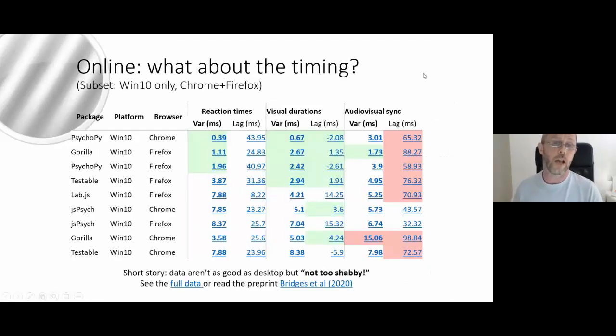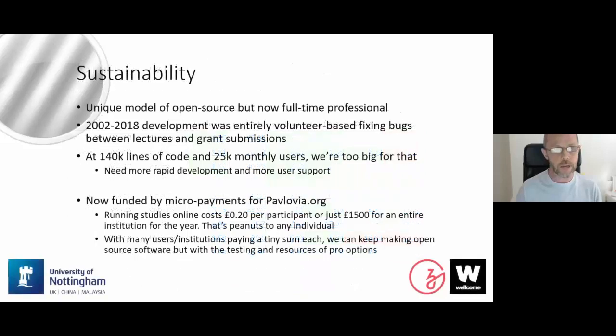Timing is also really good online, not as good as the desktop. No one will ever have timing as good as in the desktop. So you're seeing here variabilities for most packages in the region of 5 to 10 milliseconds, or slightly faster in PsychoPy's case, but relatively good. Audio presentations are a bit slower and a bit more variable at the moment online, and that's for all packages. But again, all of the data for that are available in our preprint.